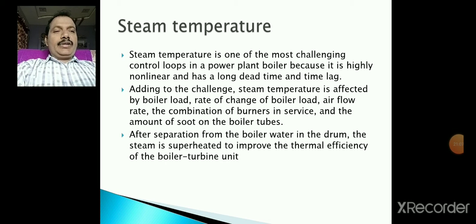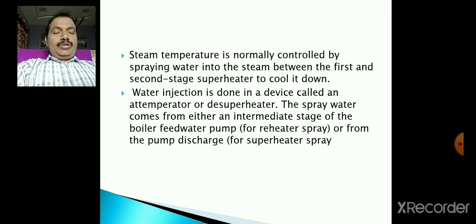After separation from the boiler water in the drum, the steam is superheated to improve the thermal efficiency of the boiler drum and turbine unit. So the efficiency can be improved with superheated steam. The steam temperature is normally controlled by spraying water into the steam between the first and second stage superheater to cool it down appropriately to maintain a certain temperature. Water injection is done in a device called an attemperator or desuperheater. So two names are used for those devices, attemperator and desuperheater.